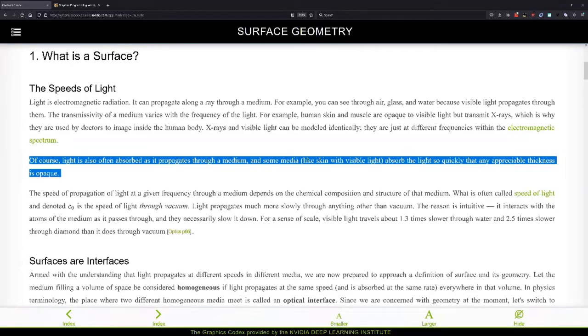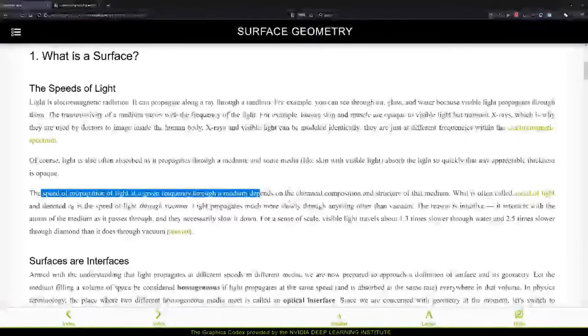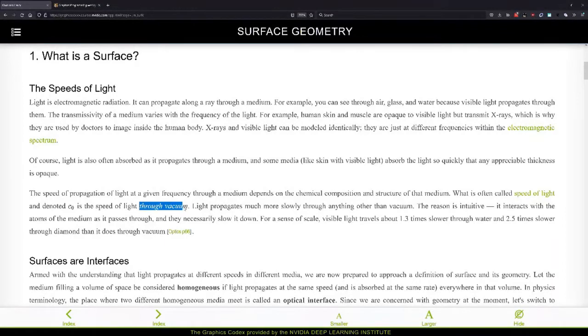Light propagates through a medium, so the speed of propagation of the light is given by the medium. Okay, so it's saying the speed of light is not constant. It depends on what medium it moves through. In a pure vacuum, where there's nothing in it, no atoms, it's c0 and it's very, very fast. But if it's moving through matter like human tissue or water or even just air, it's slightly slower than that. It hits the atoms and bounces around a little bit or just gets slowed down by them.